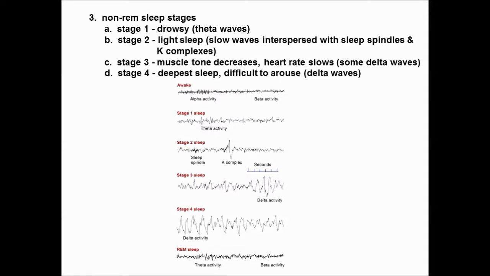So here are EEGs recorded during these different stages. Stages 1 through 4 are non-REM sleep, and down here is what we call REM sleep. So stage 1, you get home and you sit in front of the TV and you're watching TV and you go nodding in and out. You're not planning on going to sleep, but this is your drowsy stage, and that's where you start having theta type activity. So that's the initial stage of going to sleep.